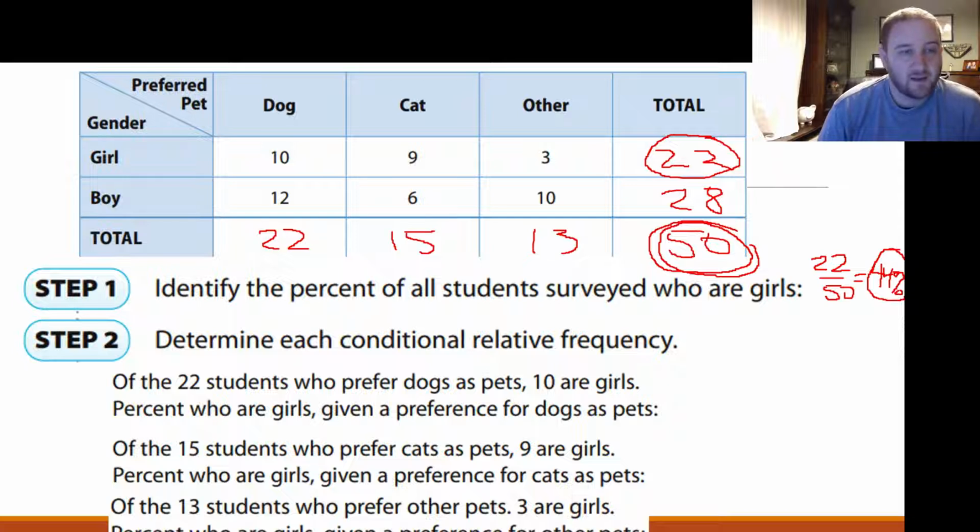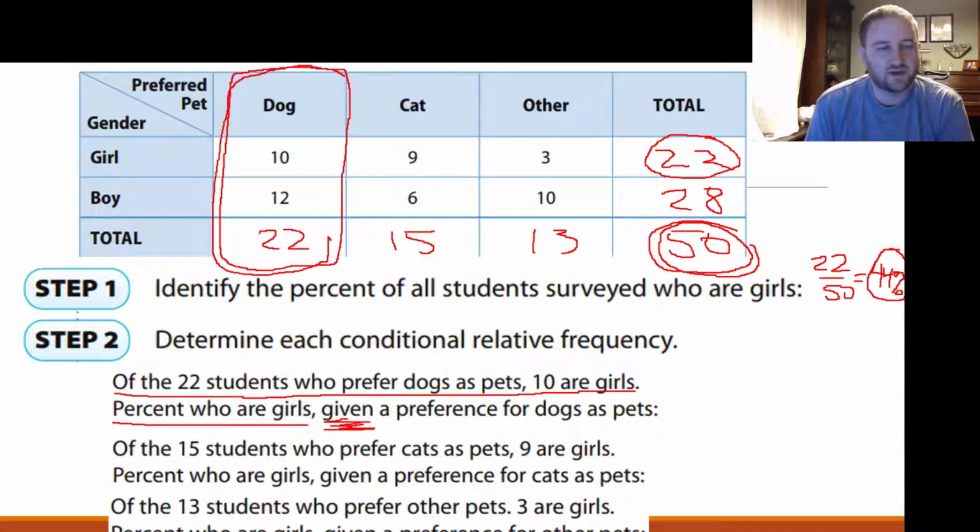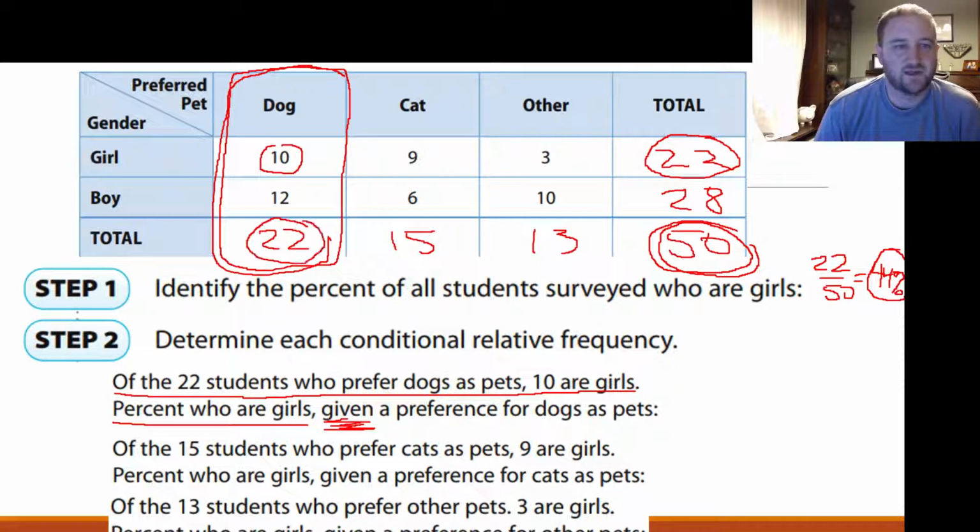Next, determine each conditional relative frequency. Of the 22 students who prefer dogs as pets, 10 are girls. So what we want is the percent who are girls, given a preference for dogs as pets. So we want to focus on the dog column. We want the percent of them who are girls. That's 10 divided by 22. 10 of them are girls, so 10 divided by 22.